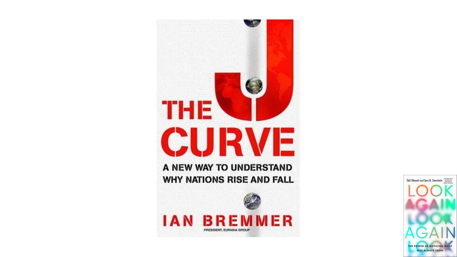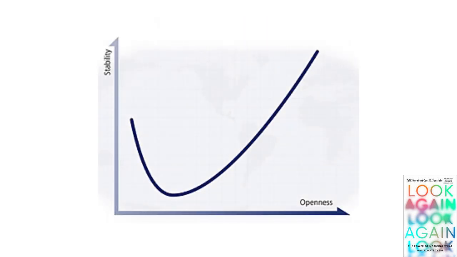In 2006, political scientist Ian Bremmer published The J-Curve, a new way to understand why nations rise and fall. This diagram illustrates the relationship between social freedom and stability. The horizontal axis represents the degree of openness. The far left is highly closed, representing totalitarian societies with no freedom. Moving rightward indicates increasing openness, with the far right representing free democratic societies. The vertical axis represents stability.